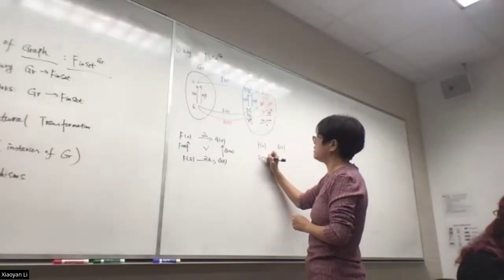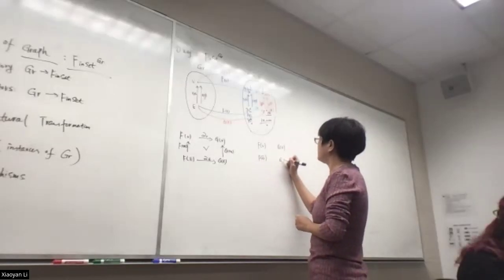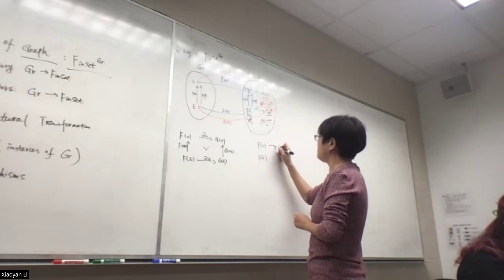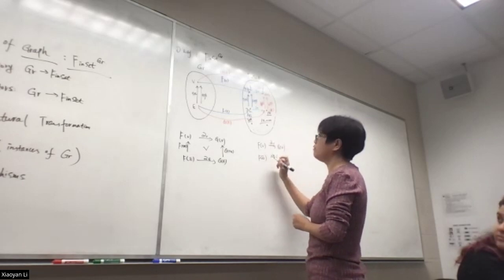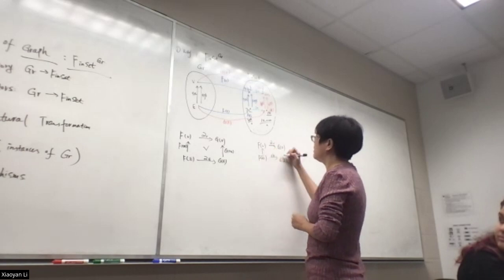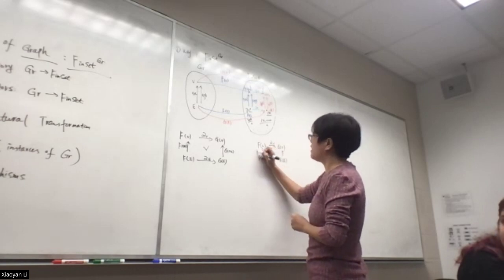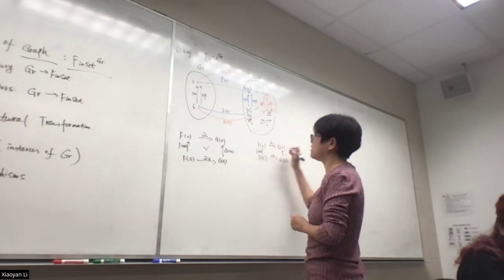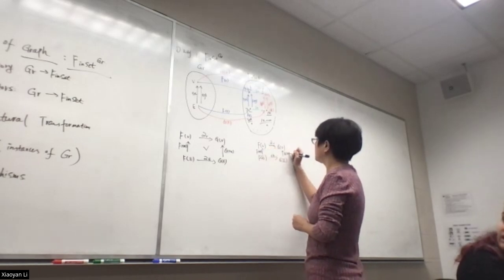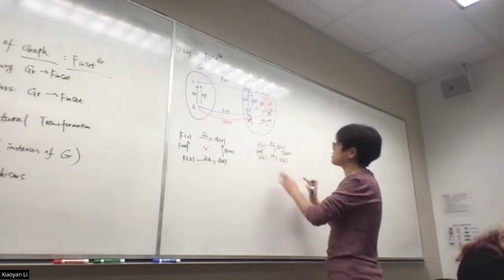GV, FE, GE, we have alpha V, the two components alpha E, source, and it is commutative.